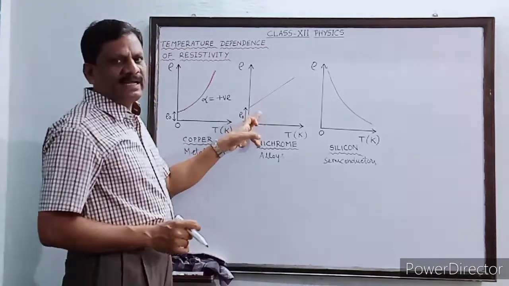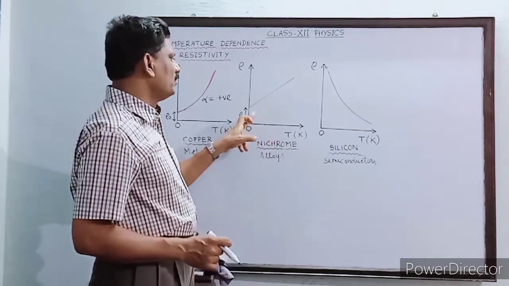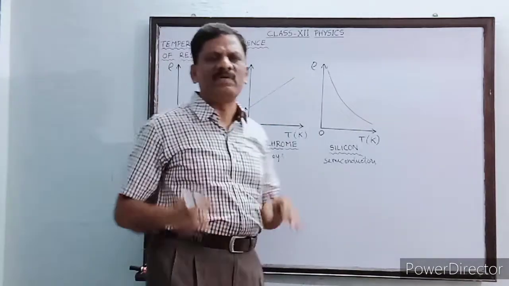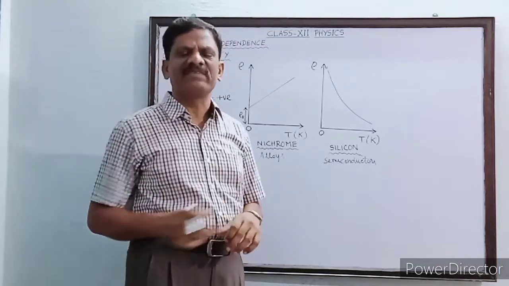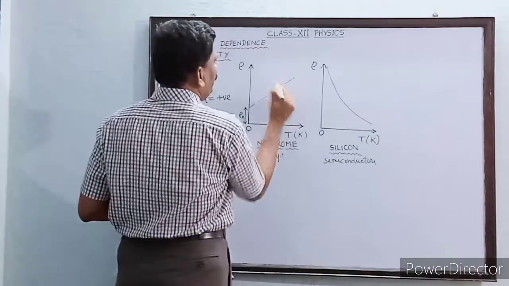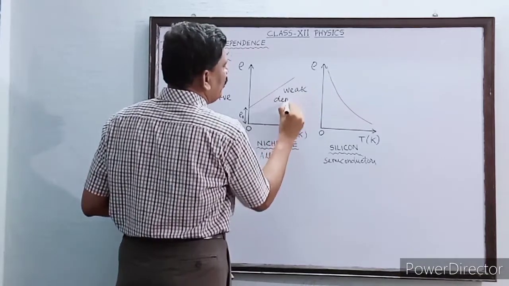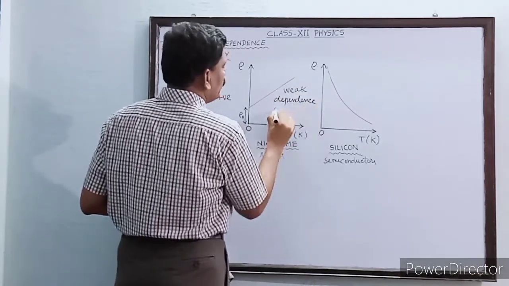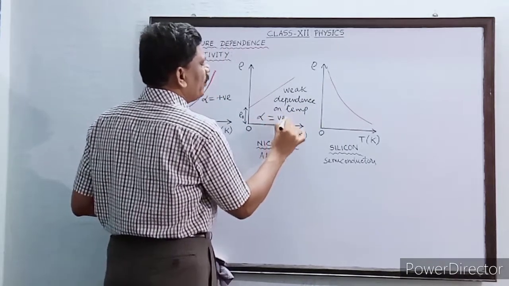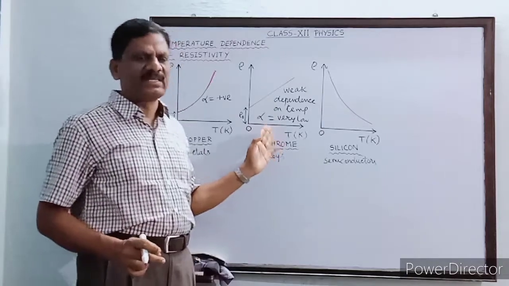Then the second graph is drawn for alloys. For example, I have taken nichrome, and for nichrome it is a straight line. The slope of the second graph will be a little lesser than that of the first graph. This shows that alloys have a weak dependence on temperature. They also have a positive alpha only, but the positive value is very low compared to that of the pure metallic conductors. We have just explained this by giving the values also.